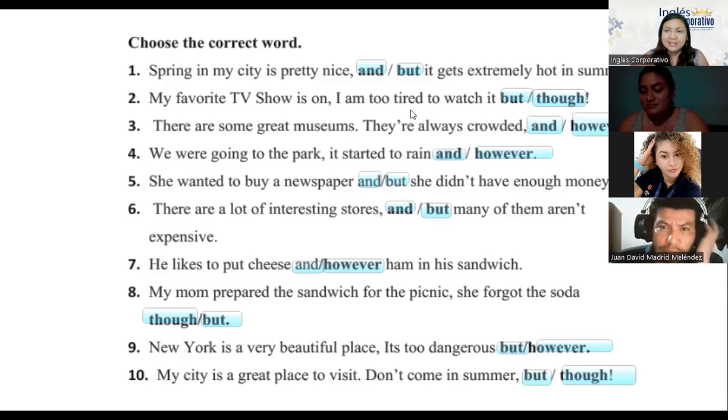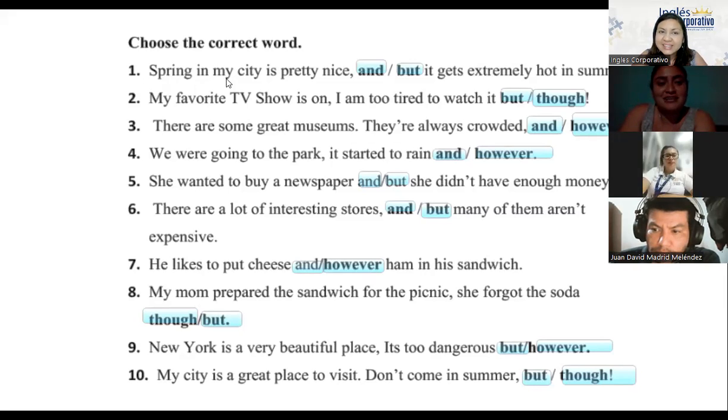Okay, so let's practice with these sentences. I will ask some people to read the sentence and tell me the correct answer. Number one, Andrea Esther, please. Read the sentence and choose the correct option. Spring in my city is very nice, and I get extremely hot in summer. What is the correct conjunction? But. Exactly, but. Spring in my city is pretty nice, but it gets extremely hot in the summer.